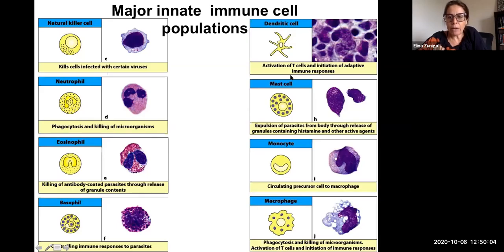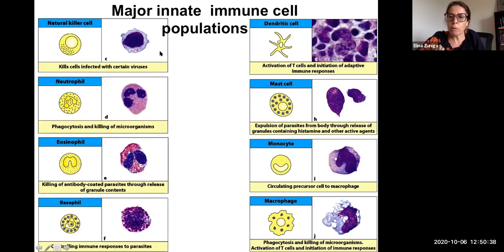Then we have the dendritic cells, which not only secrete soluble mediators that limit the spread of any pathogen, but also play an important role, and we will learn much more about them, because they are important for activating T cells, which is necessary for initiating the adaptive immune responses. So they are often known as the bridge between innate and adaptive immunity.